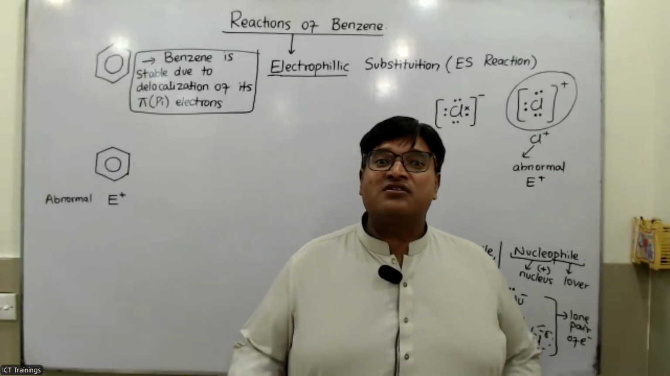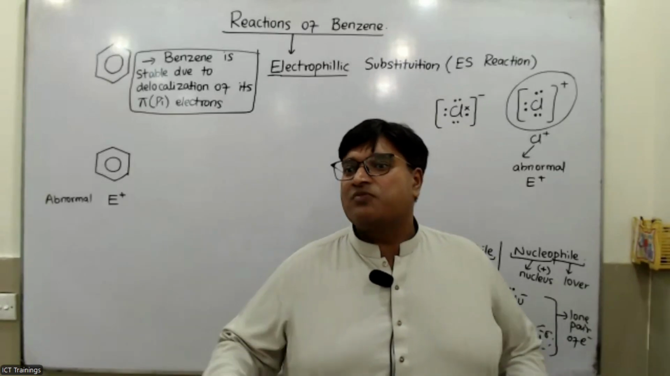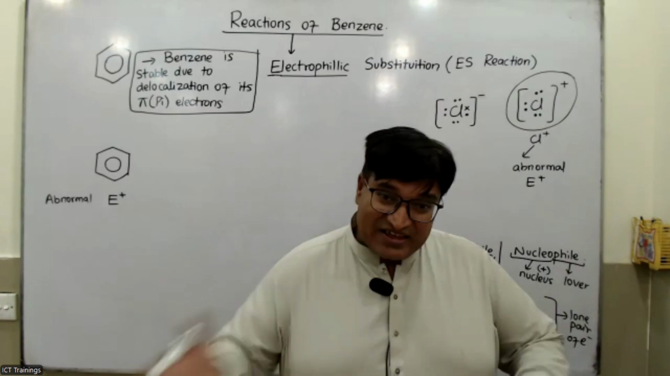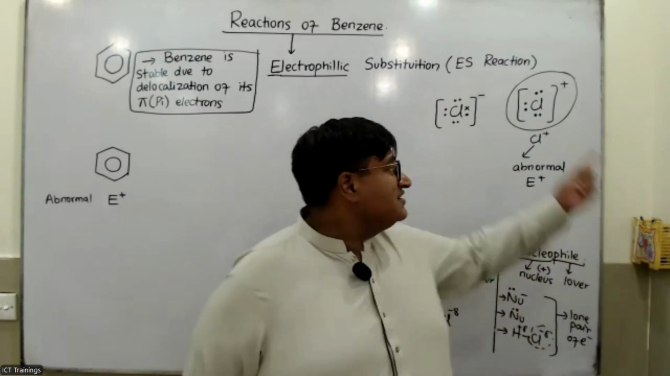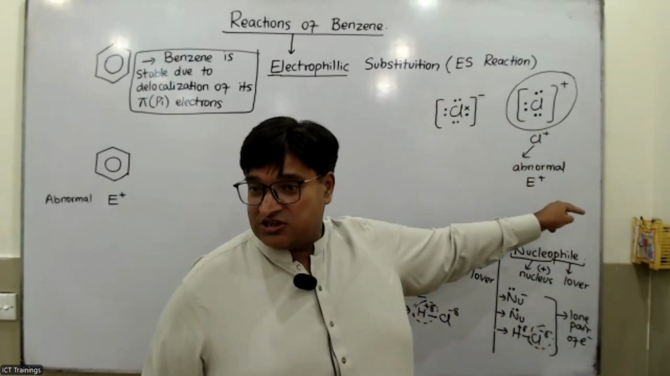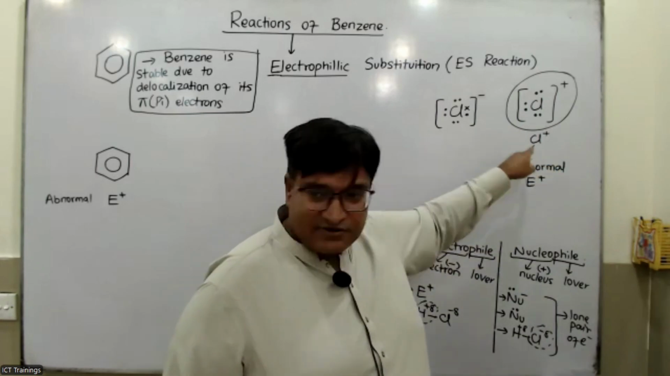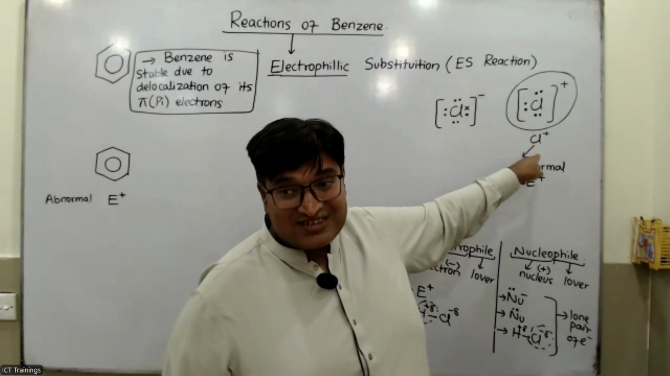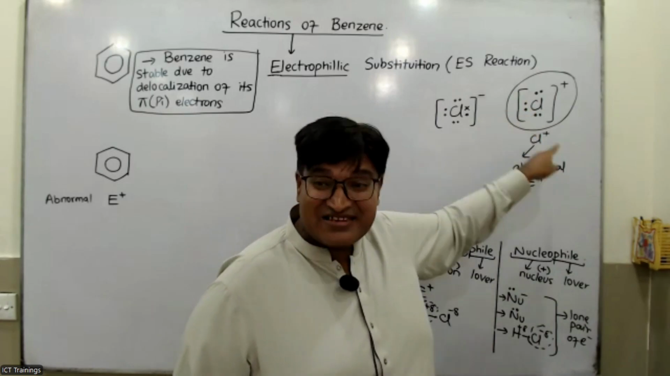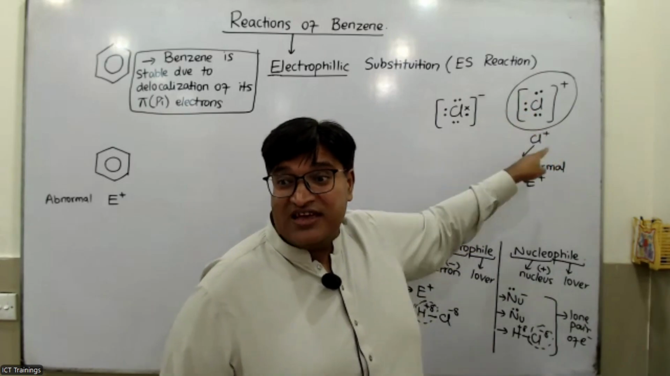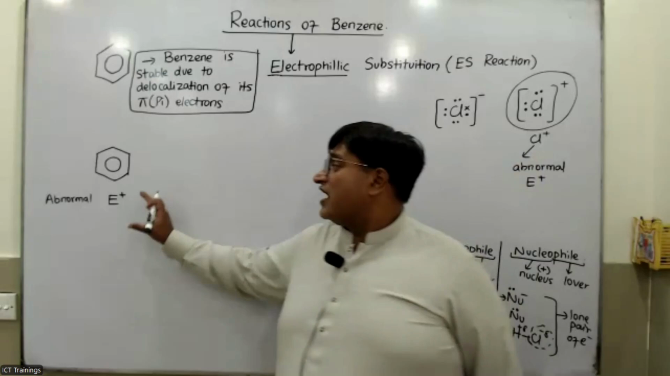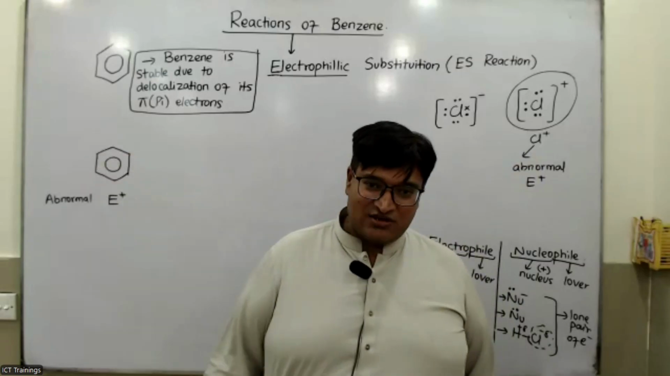Cl is normally not positively charged. Cl is normally negatively charged. But if, due to some reason, Cl gets positively charged, then this electrophile is not normal. This is abnormal. This is a crazy electrophile. These kinds of crazy electrophiles can attack benzene.